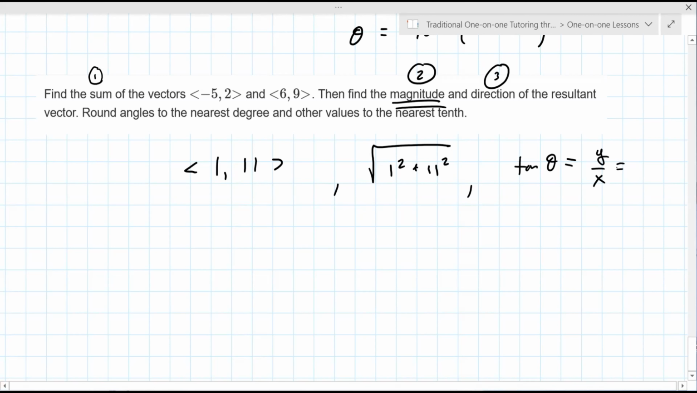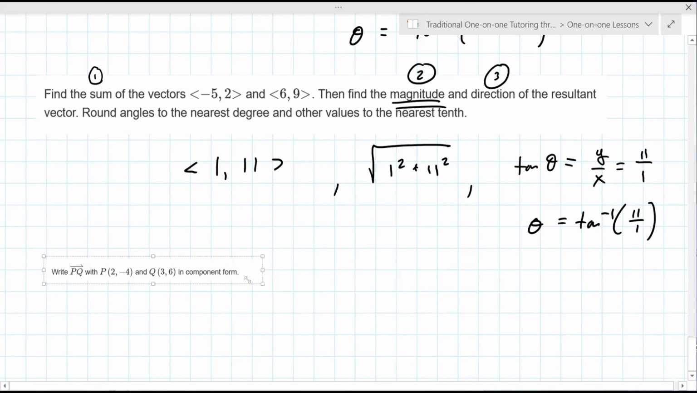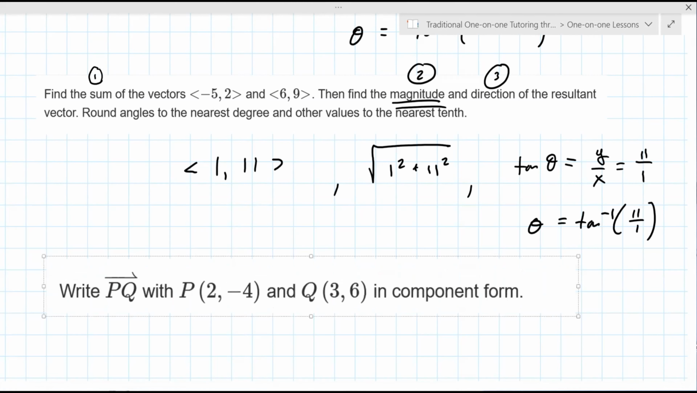So your y is which number? My y is 11. 11 over 1. But you're trying to get to theta, so you have to undo tangent with tan inverse of 11 over 1. So give me that, please. 84.8. Excellent. Okay, so we're going to write this vector in component form. That's review from today.